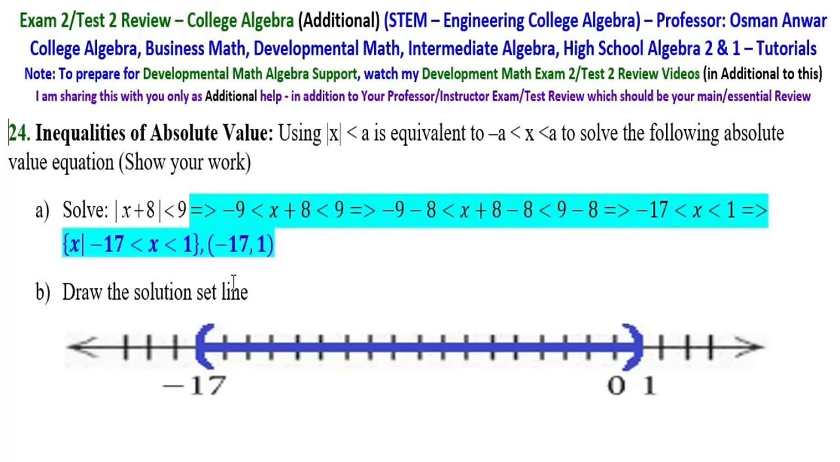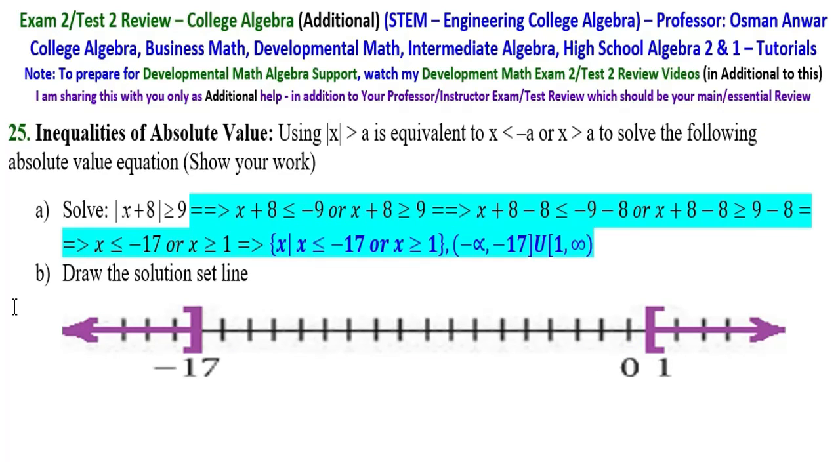So the solution in set notation is all values of x where x is between minus 17 and 1. In interval notation, it is from minus 17 to 1. And the solution in the drawing format is from minus 17 to 1, where minus 17 and 1 are not included. So this is the solution.